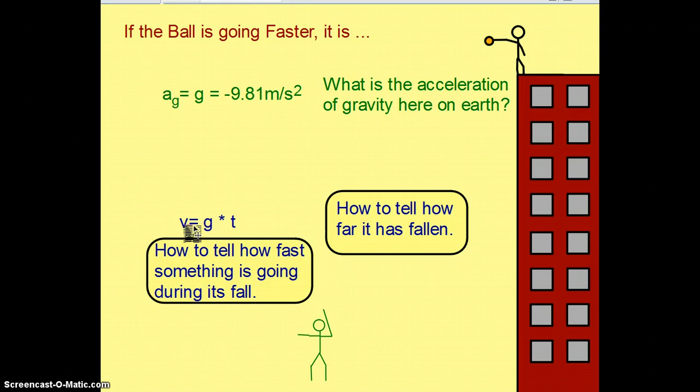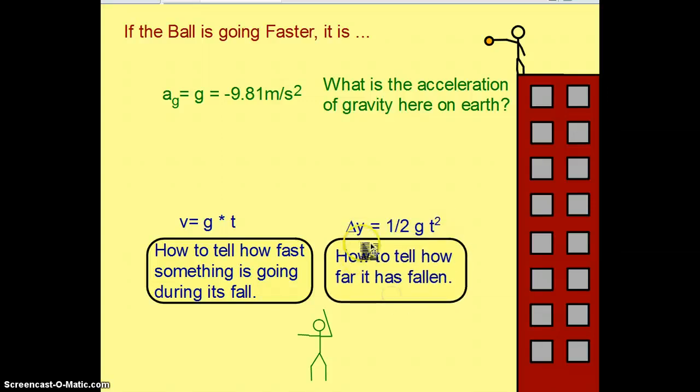You can use it for a time somewhere in the middle of a fall, or you can use it for the time at the end of a fall. The other equation, one of my favorite equations actually, tells how far something has fallen in a given time. So, delta y equals 1/2 g t squared. From a given height, it will take a certain time, or if something falls for a certain time, it will go a certain distance downward.